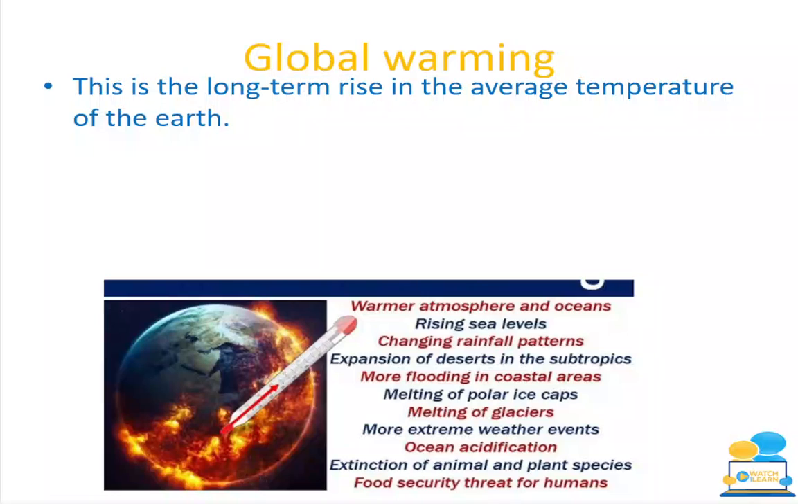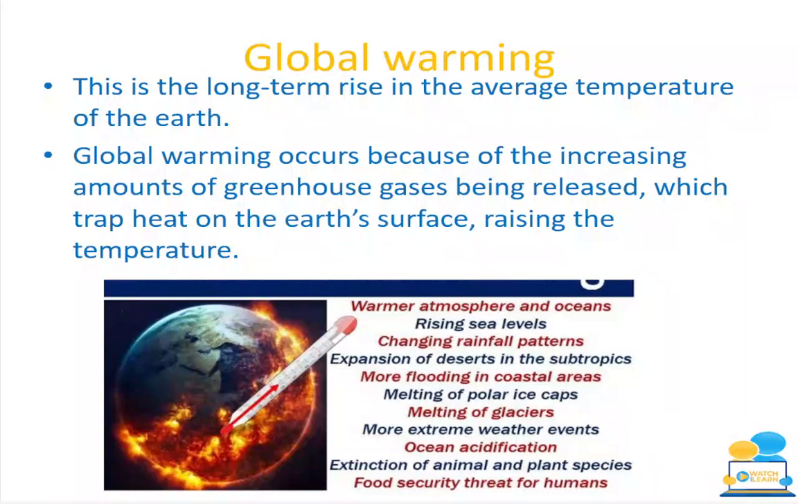So global warming, this is the long-term rise in the average temperature of the earth. This is not a short-term thing, this is long-term. So this is something that is going to happen over the space of decades or hundreds of years. So while with your seasons, the temperature is changing, it's short term and it's natural, whereas global warming is long term and it is not natural.